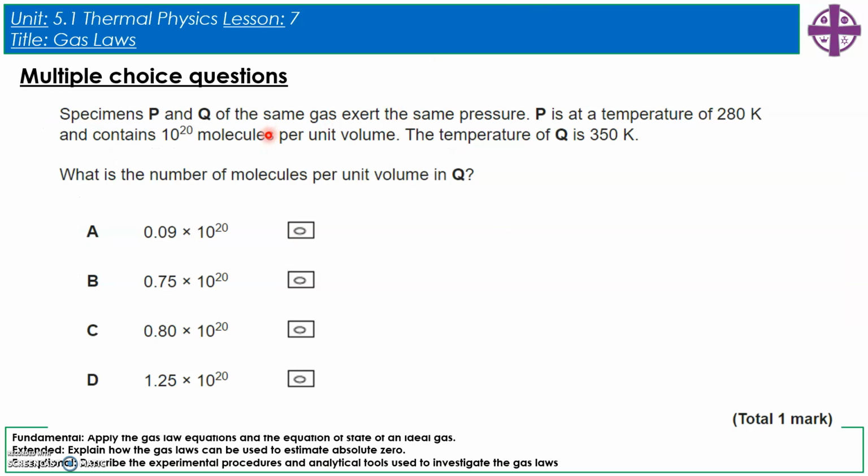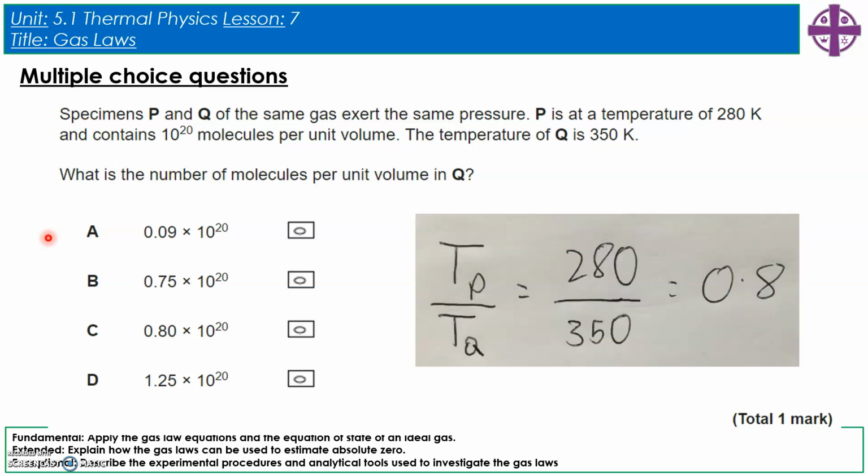Finally, pause the video and read the question and give it a go. Okay, what you should do to answer this is you should recognise that if I've got some gas exerting some pressure and P is at a lower temperature than Q is, I must have more particles for P than for Q. I do it as a ratio of the temperature of P divided by the temperature of Q, and it's 0.8 times the number of molecules in Q.